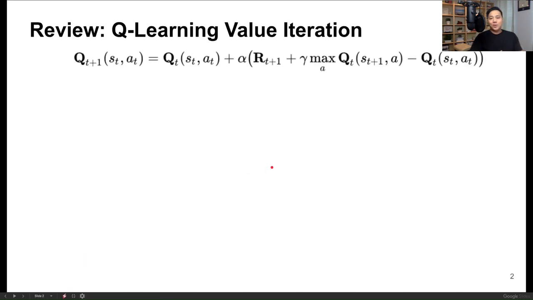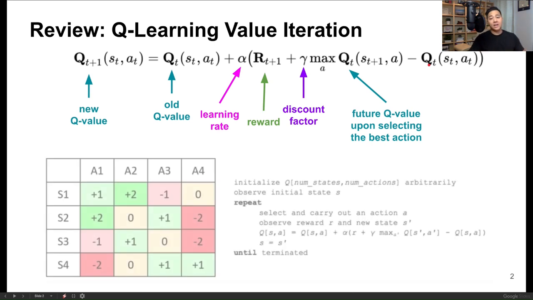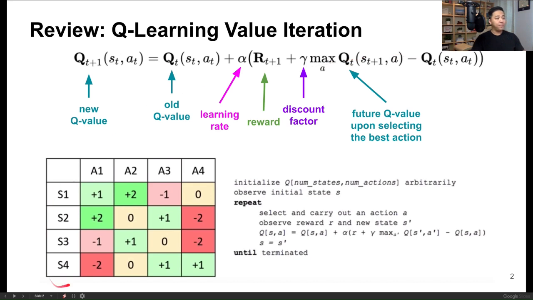Well, let's review. Last time we talked about the Q learning value iterations, and this formula looks complicated. It's really not. You have a new Q value that you can calculate from the old Q value times the learning rate plus the rewards and a discount factor multiplied with the max Q value corresponding to the best actions, minus the old Q value, right? And you keep updating this table with all the possible states and all the possible actions, as in the pseudocode that we saw last time.